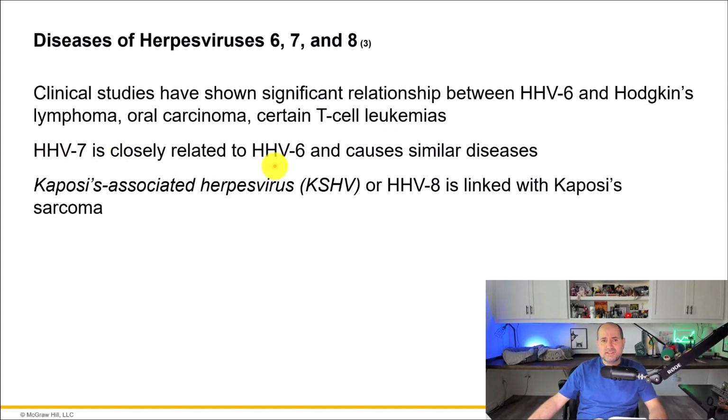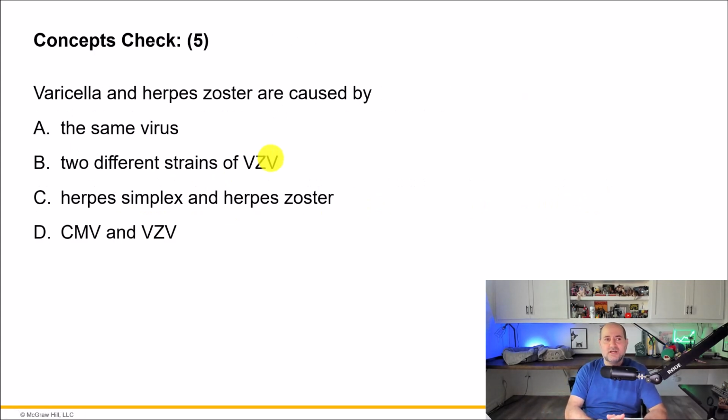HHV7 is closely related to HHV6 and causes similar diseases, and HHV8 is even linked to another type of cancer called Kaposi's sarcoma. All right, concept check number 5.